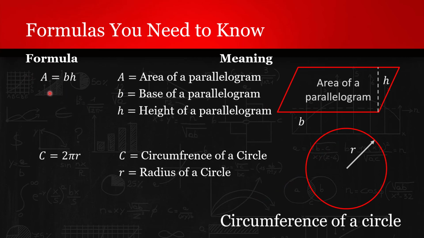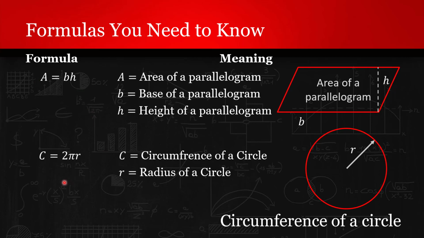This one is the area of a parallelogram. And notice here the area is equal to the base, the length of the bottom, times the height, which is the vertical distance from the bottom to the top. Once again, in this particular case, we have 2 or 3 letters, no numbers.